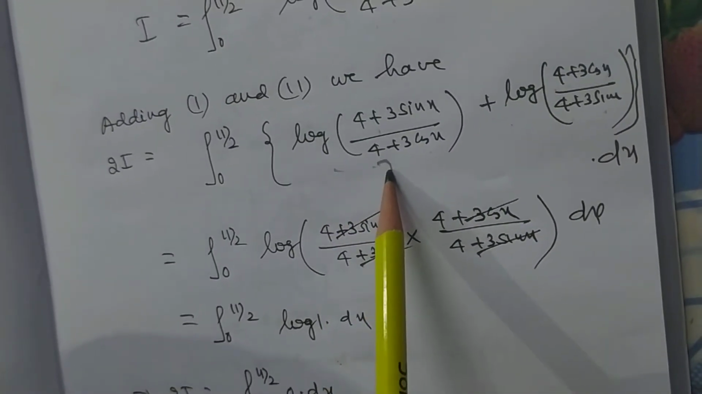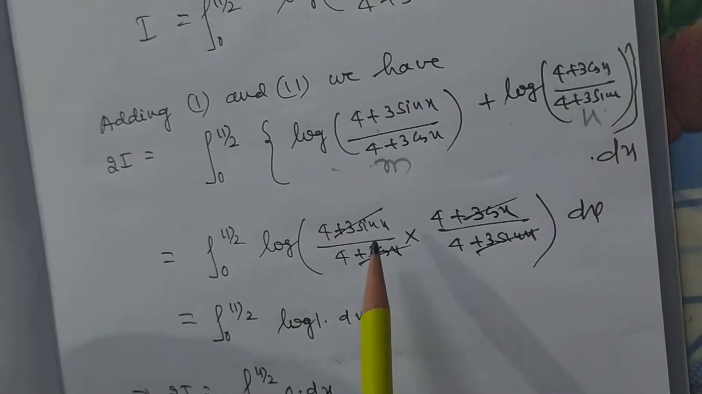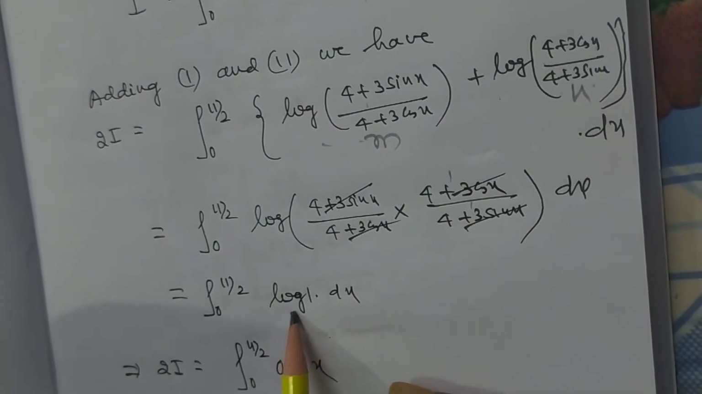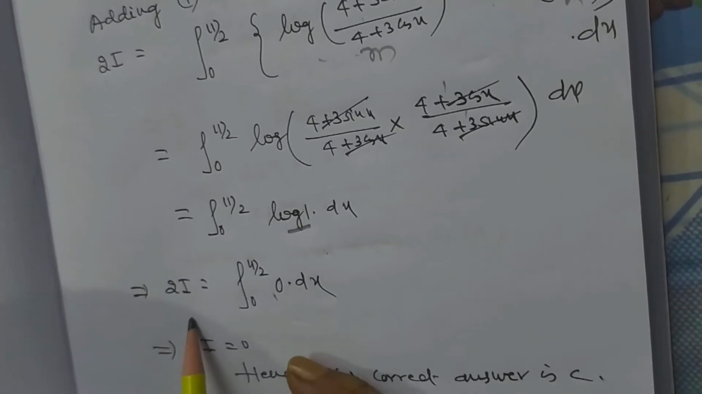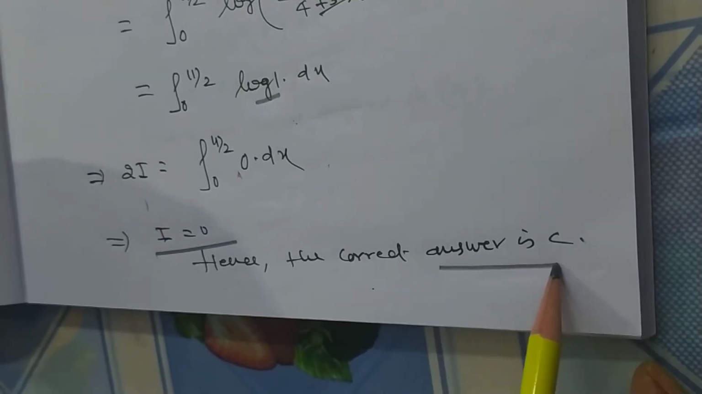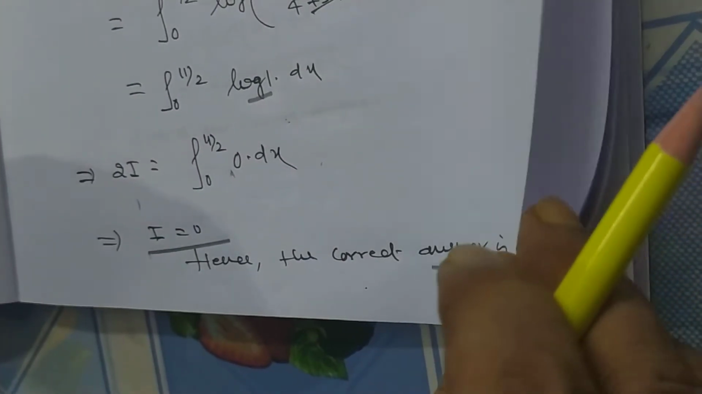It is based on the formula log m plus log n is equal to log of m into n. And multiplying we get 1. The value of log 1 is equal to 0. So 2I is the integral from 0 to pi by 2 of 0 dx, that is I is equal to 0. Hence C is the correct answer.